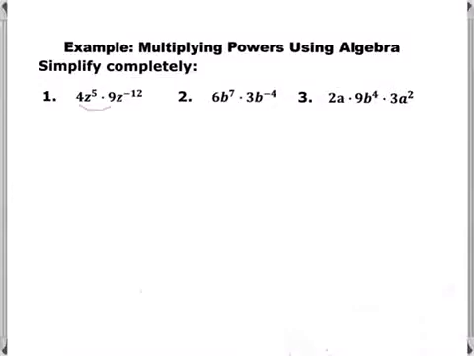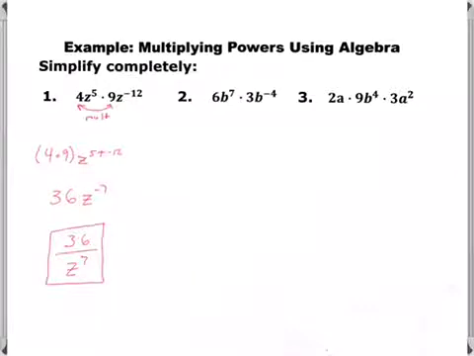So in this case, for the first problem, I'm going to multiply 4 and 9 together. So that means I've got 4 times 9, and then I'm adding the exponents on the like-based items. So 5 plus negative 12. Well, in this case, 4 times 9 is 36, and I've got z to the negative 7th power. Well, I don't want negative exponents, so from the previous section, when I have negative exponents, I have to drop it underneath, or in this case, put it in the denominator, and make my exponent positive. So now I have 36 over z to the 7th as my final answer.